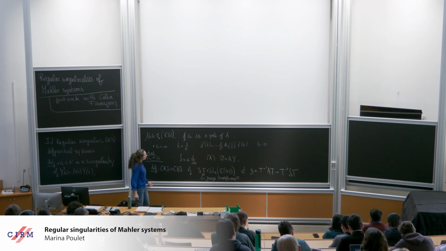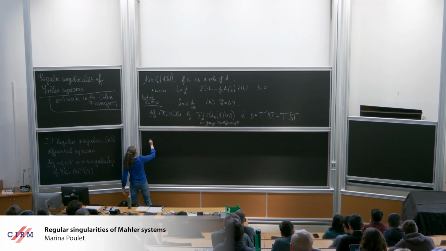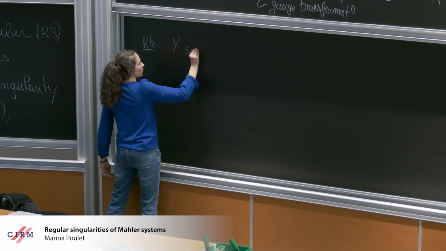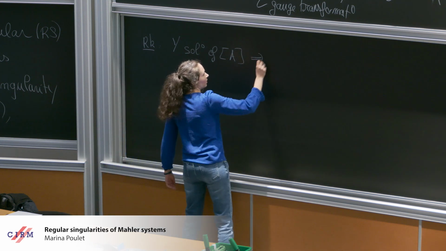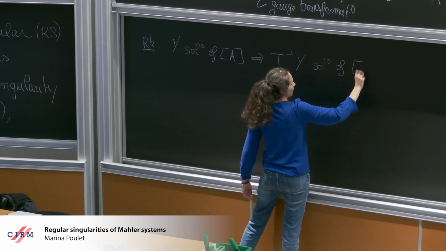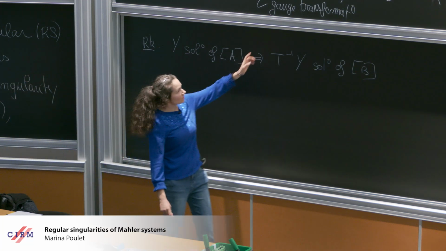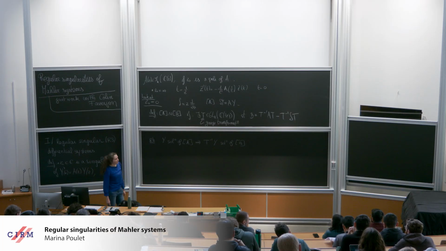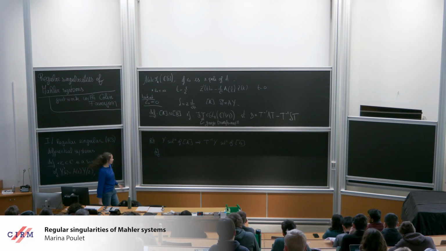And in fact, this definition is natural because you can check that if Y is a solution of the system of matrix A, then in fact this matrix is a solution of the system of matrix B. So you can express solutions of B thanks to solutions of A and this gauge transformation. Okay, that's why this definition is natural. And now I have everything I need to define what is a regular singular differential system at 0.